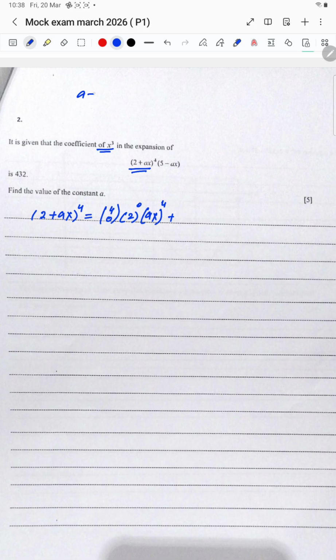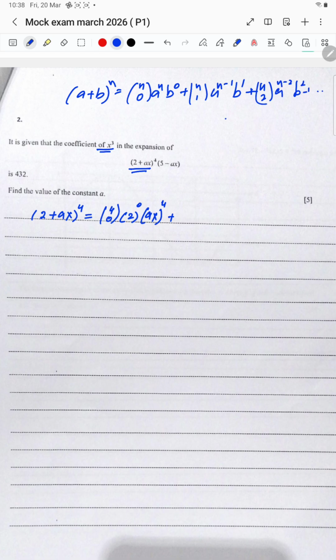Because I'm applying this formula (a + b)^n, I'm going to write it for you: nC0 a^n b^0 plus nC1 a^(n-1) b^1, plus nC2 a^(n-2) b^2, and so on, plus nCn a^0 b^n. So here you can see a is 2 and b is ax.